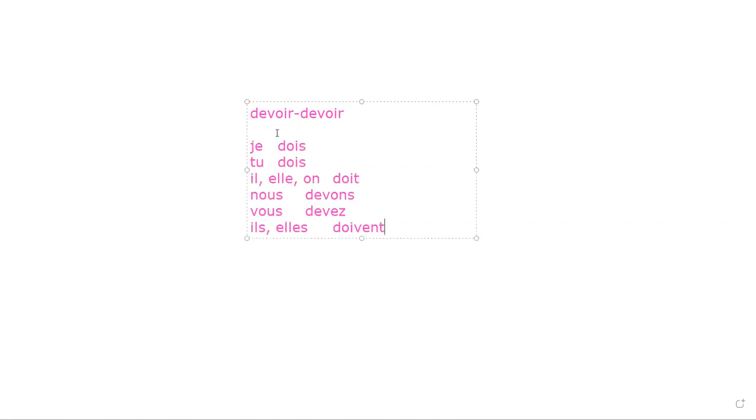So when I conjugate the verb devoir, it is: je dois, tu dois. Répétez après moi: je dois, tu dois, il, elle doit, nous devons, vous devez, il, elle doit. C'est clair. So the participe passé of devoir is dû.